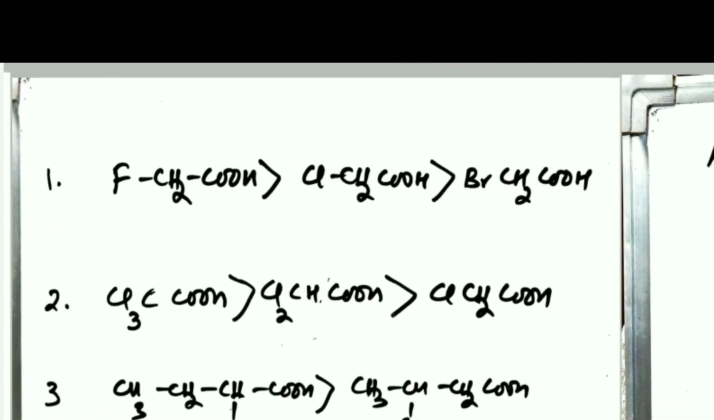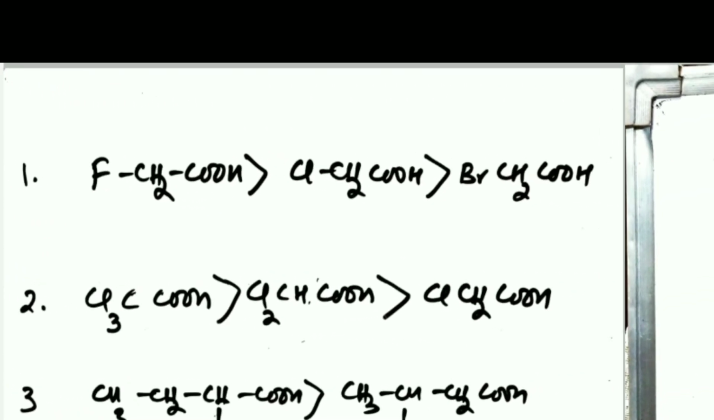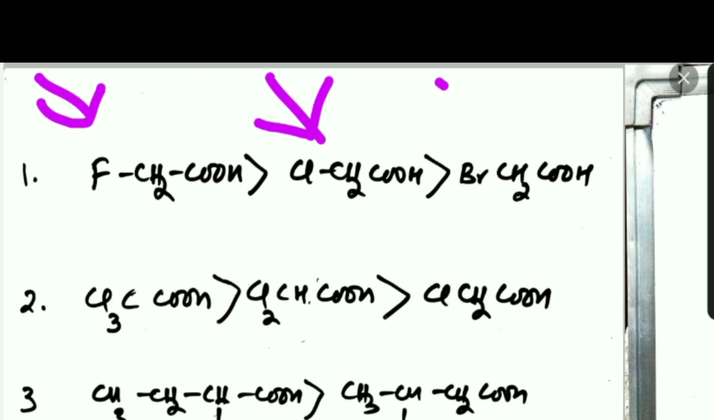For example, if you take fluoroacetic acid, chloroacetic acid, bromoacetic acid. And you know, fluorine, because of its high electronegativity, would withdraw electrons from the carboxylate carbon making the OH bond weaker, and the release of H positive would be easier, making it more acidic, followed by chloroacetic acid and then the bromoacetic acid.